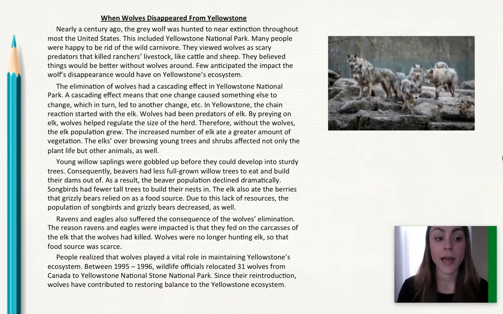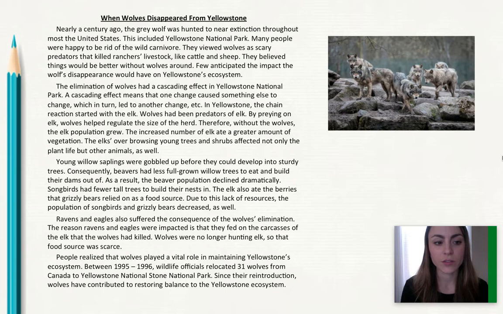Many people were happy to be rid of the wild carnivore. They viewed wolves as scary predators that killed ranchers' livestock, like cattle and sheep. They believed things would be better without the wolves around. Few anticipated the impact the wolves' disappearance would have on Yellowstone's ecosystem. The elimination of wolves had a cascading effect in Yellowstone National Park. A cascading effect means that one change caused something else to change, which in turn led to another change, etc.